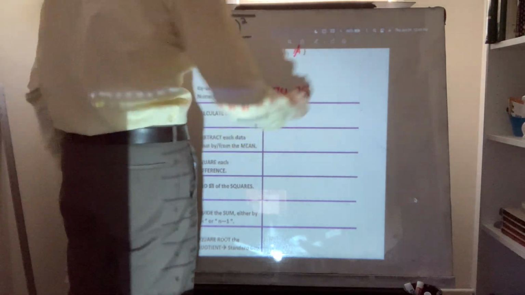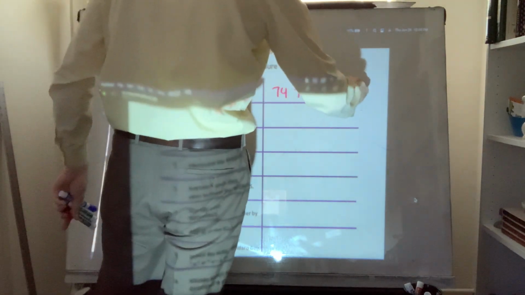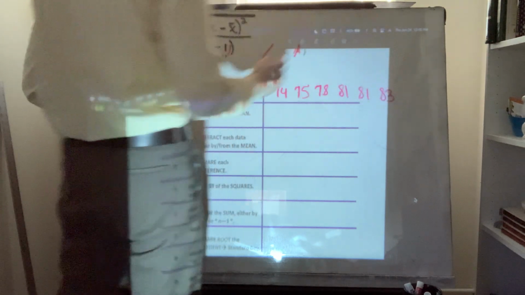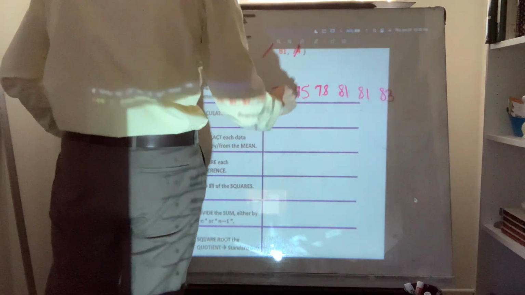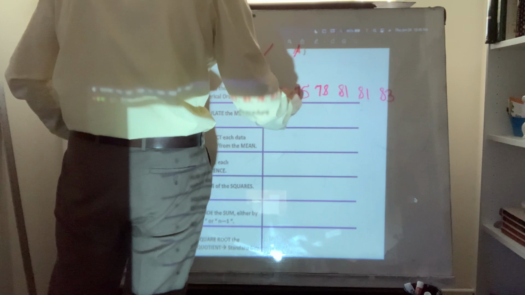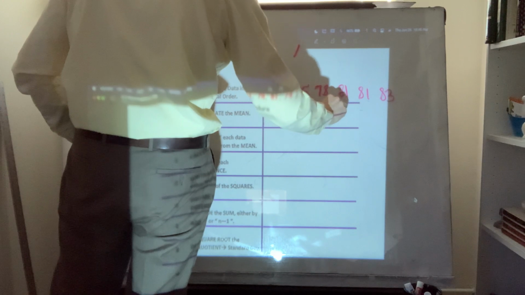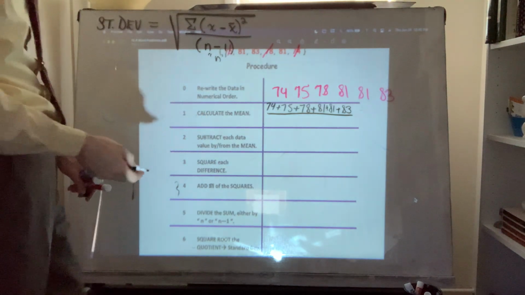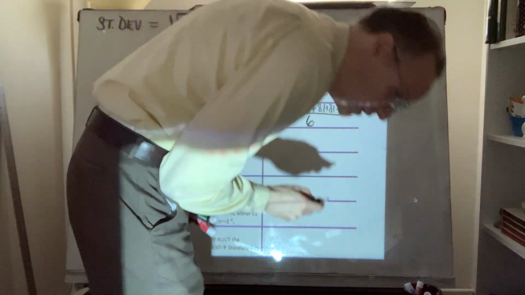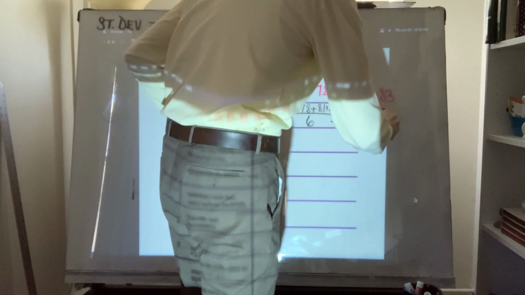74, 75, 78, 81, 81, and 83. Okay, in numerical order. You would next calculate the mean by adding all of these to establish what the middle would be, and dividing by how many there are, which is 6. And in this case, the total should be, I believe, 472 divided by 6 would give you about 78.6.